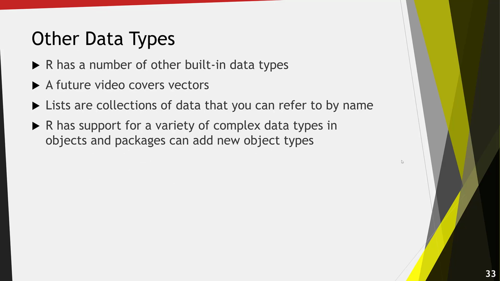R has a number of other built-in data types. In a future video, I'll talk about a data type called vectors. There are also lists that are collections of data that you can refer to by name. R also has support for a variety of complex data types in objects, and packages can provide new object data types. At this point, you should have a good overview of the various data types that are available to you in base R.